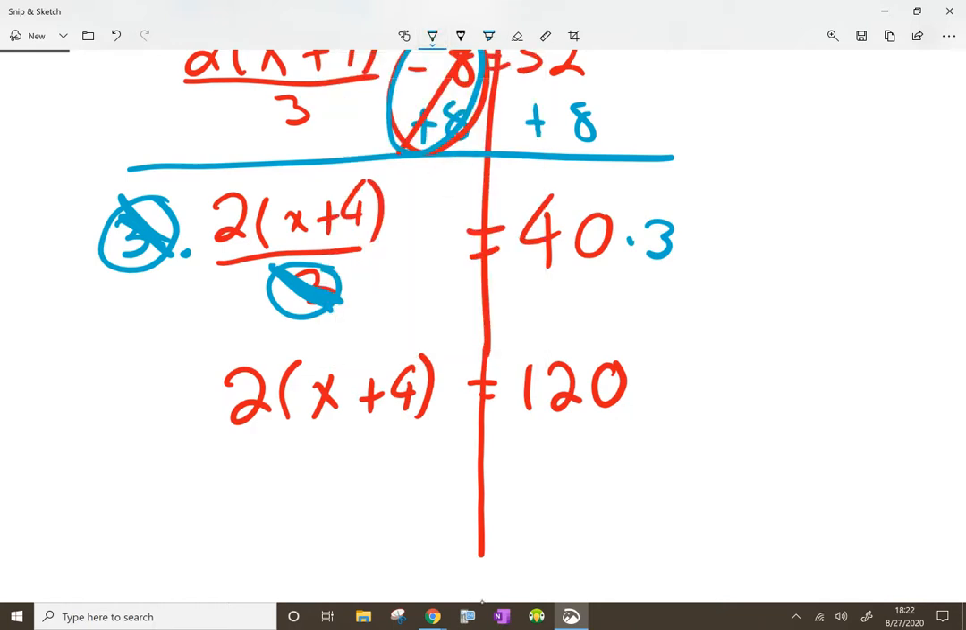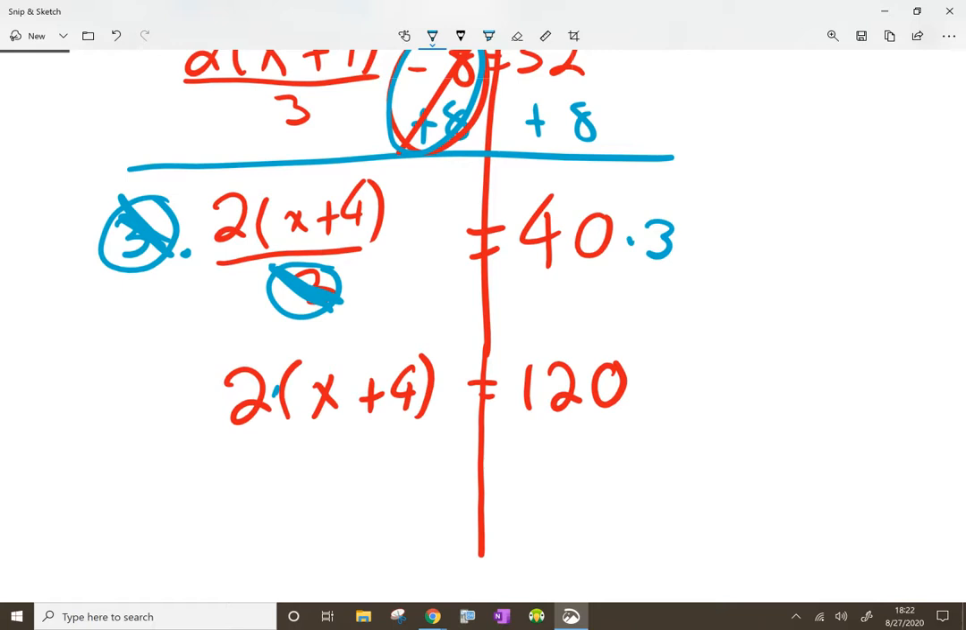So notice 2 right here is being multiplied with the parentheses x plus 4. So what that says, it says 2 times, and then the parentheses x plus 4. So 2 and x plus 4 are being multiplied together. Again, we are not actually multiplying them right now, but in the equation, that's what it says it's doing.